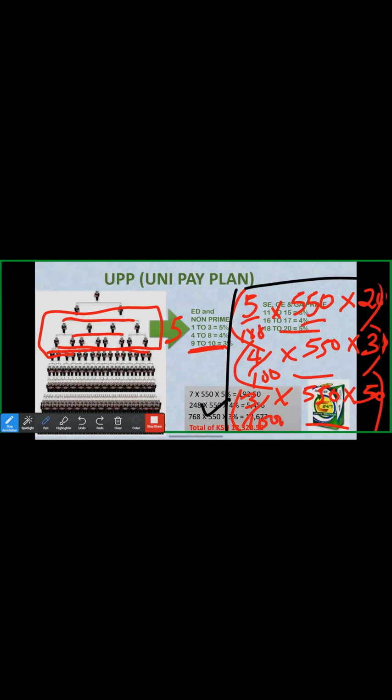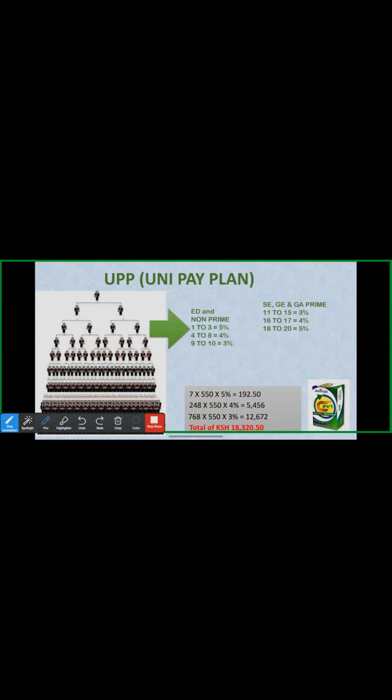From your 11 to 15, how many products were purchased. And then from level 16 to 17, how many were purchased. And then from 18 to 20, how many others were purchased. So it comes like this then goes back up in terms of percentages. I hope you understood. So that is why we have 3, 4, and 5%.